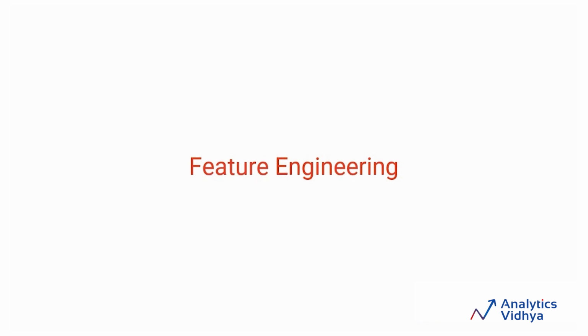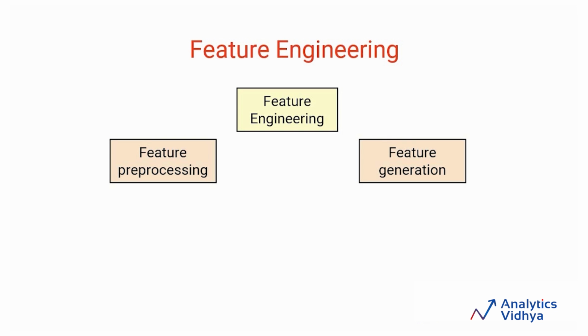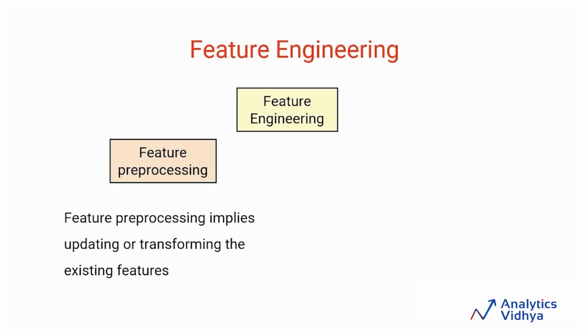In this video, we'll discuss the different methods of feature engineering. We can broadly divide feature engineering into two categories, feature preprocessing and feature generation. Let me briefly define these two subcategories. Feature processing refers to changing, updating, or transforming the existing features. In this case, we're not creating any new features, but making the same features more informative. We'll talk about different feature preprocessing methods in the later part of this video.